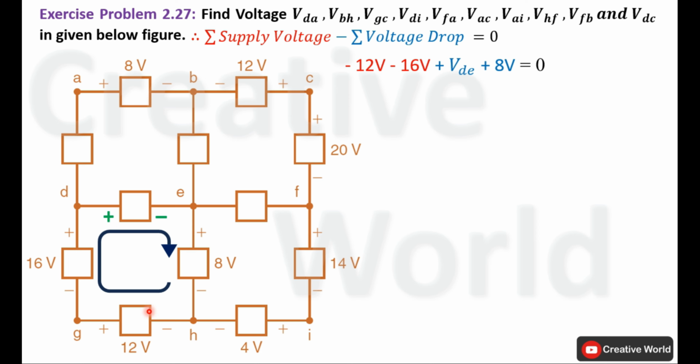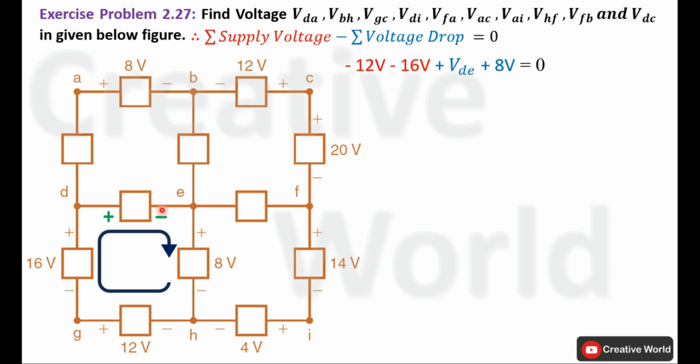We will start from this 12 volt source. Current entering terminal is negative, so voltage across this element will be taken with minus sign: minus 12 volt. Move to next element. Current entering terminal is negative, so voltage of this element will be taken with minus sign: minus 16. Move to next element. Voltage across this element is not known. We have to find voltage across this element.